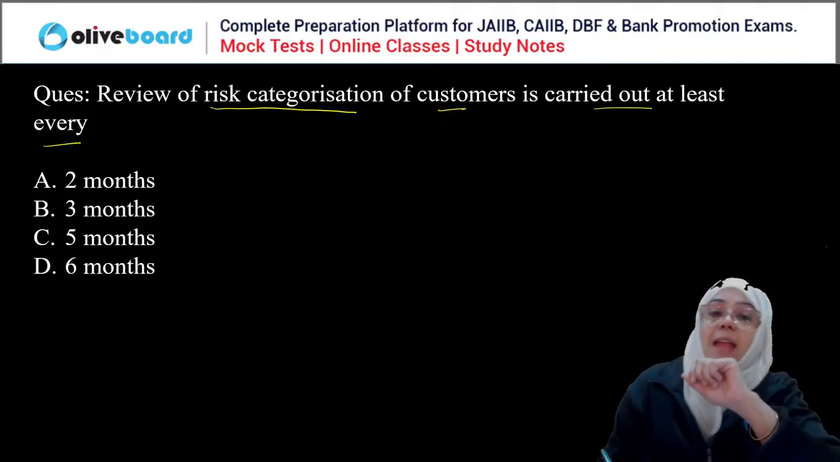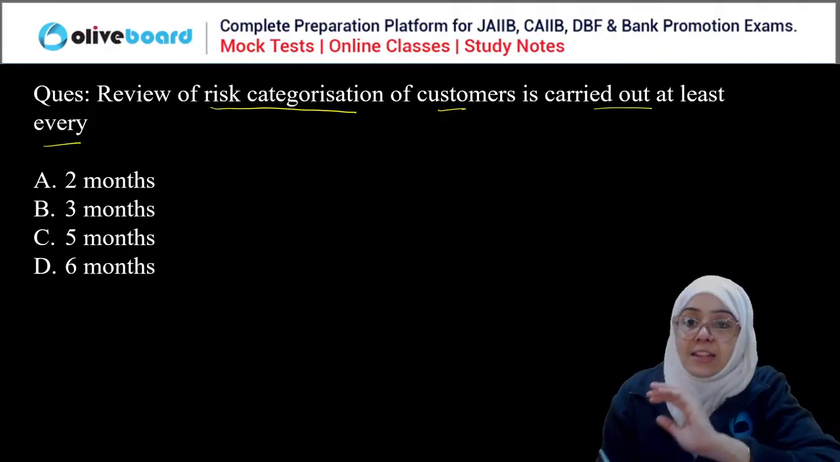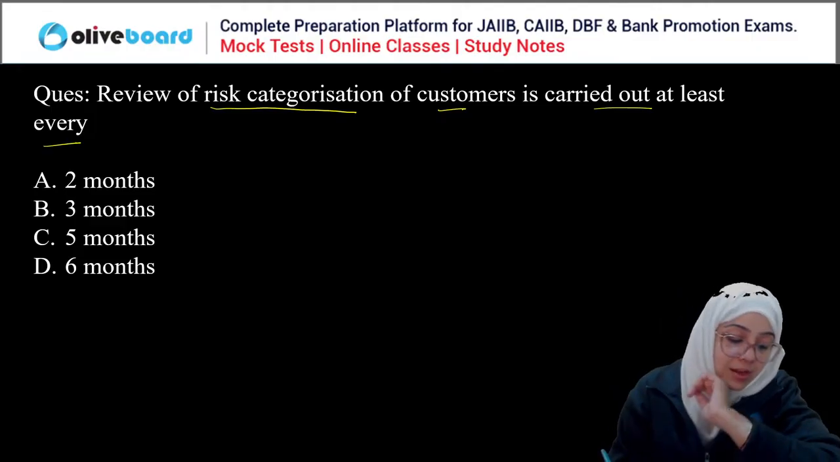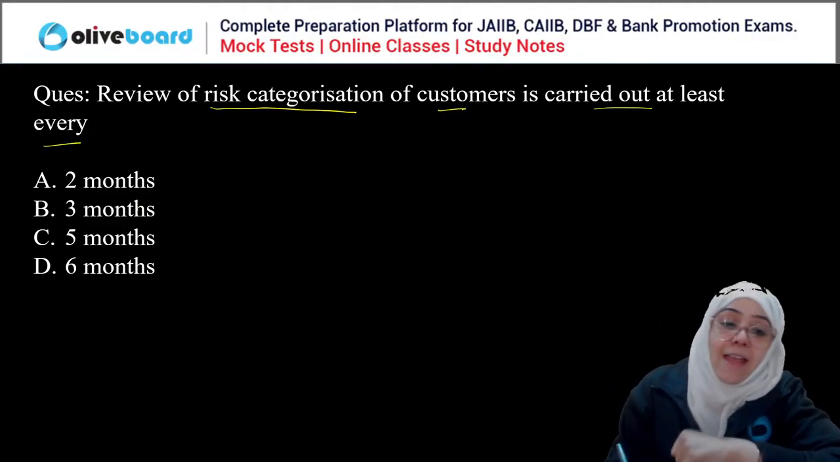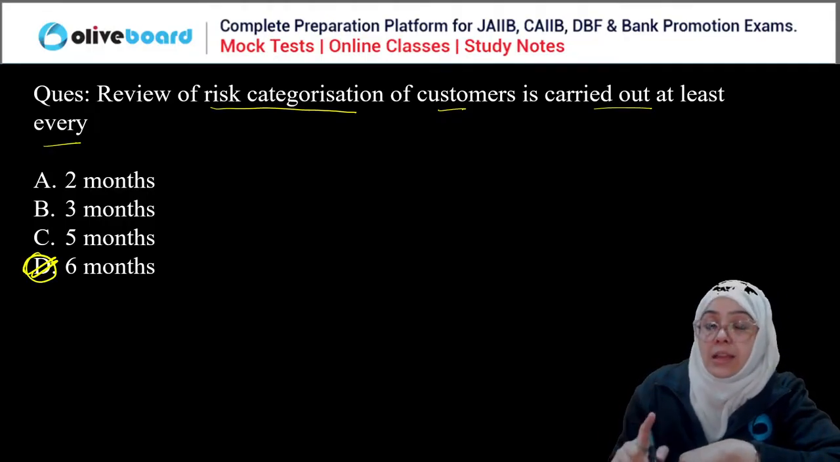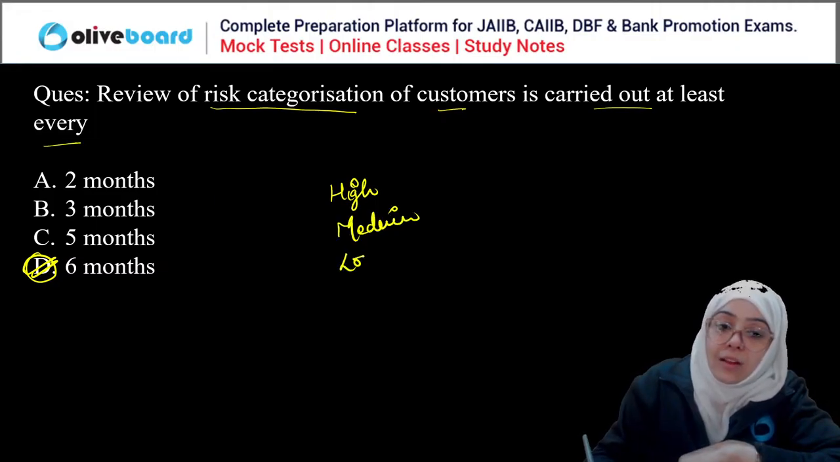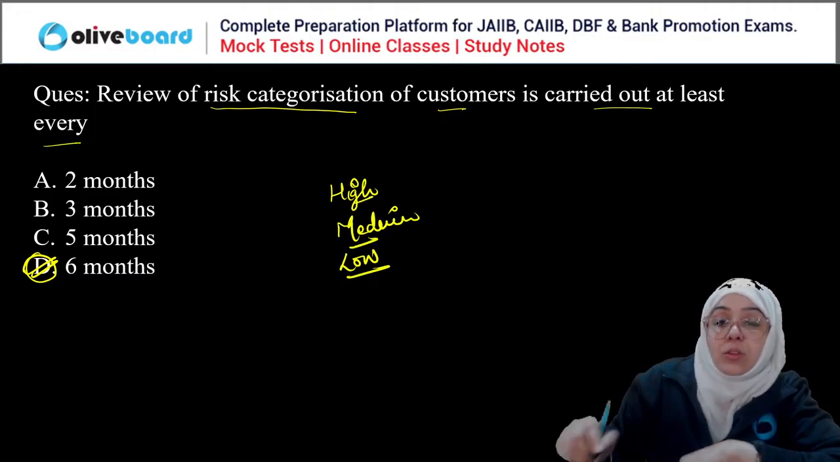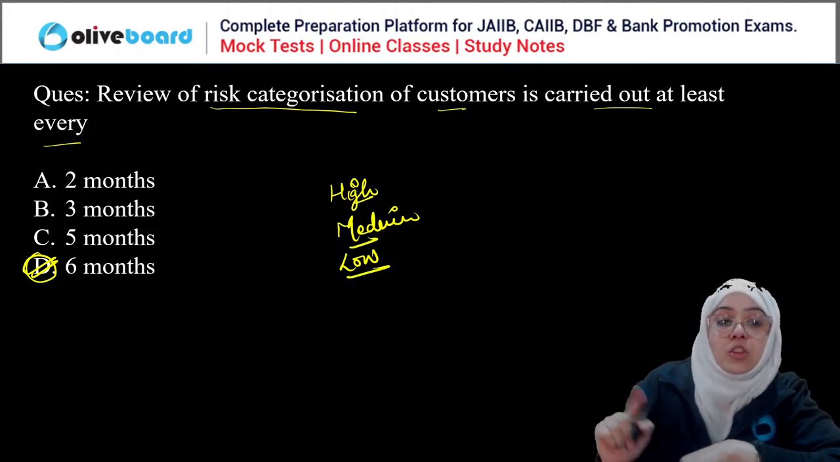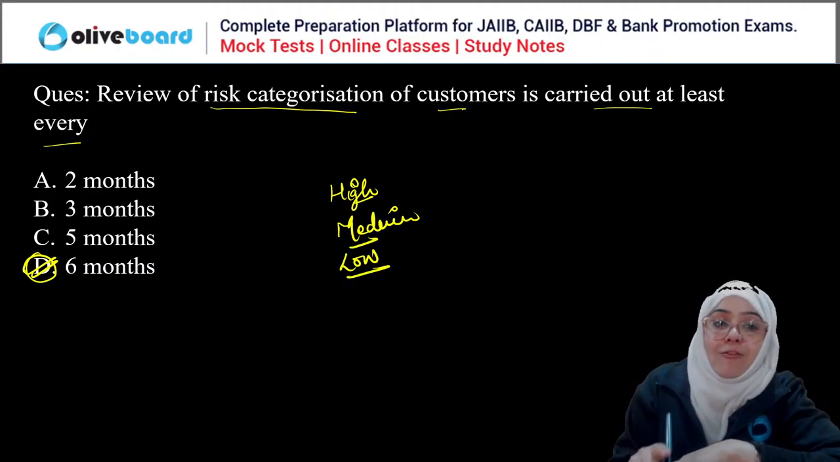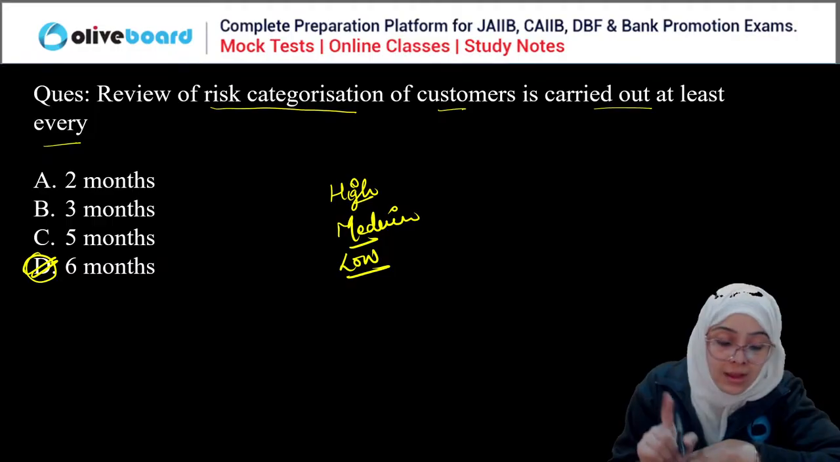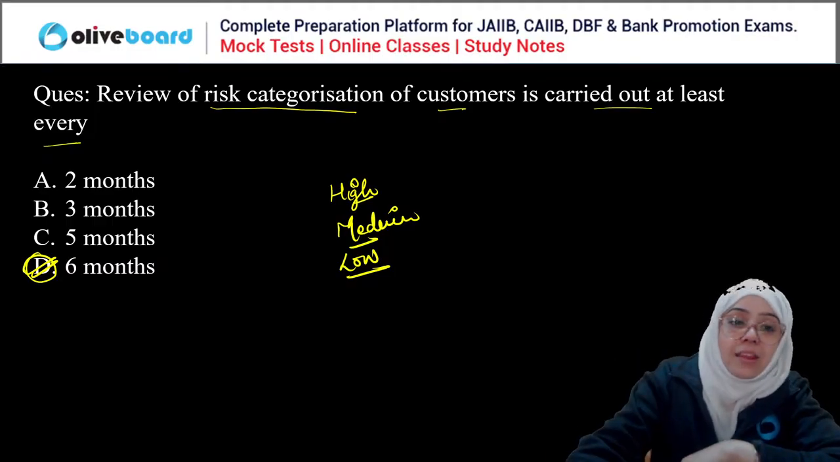Review of the risk categorization of the customer is carried out at least every 6 months, right? So you know that there is a risk categorization of the customer into high risk, medium risk, and low risk customer, right? When we are talking about the review of risk categorization, this is done at least every 6 months. Okay, done. So the correct answer is D here.